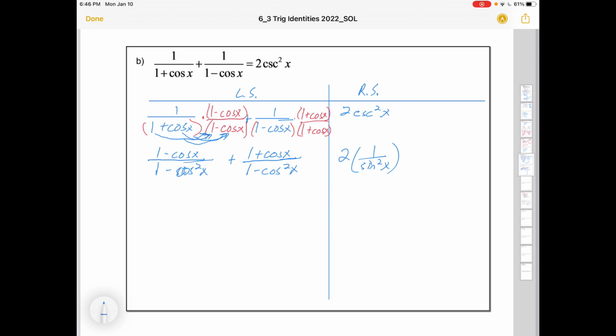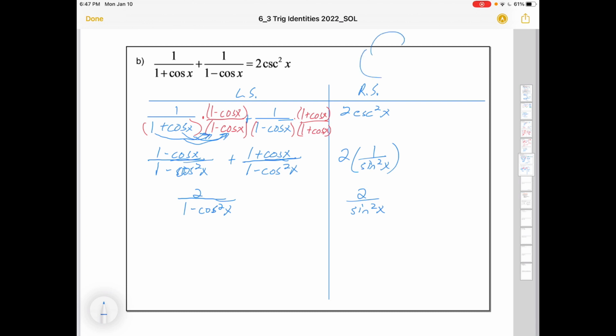And I can put these together. 1 plus 1 makes 2. Negative cos x plus cos x makes nothing at all. Oh, I'm close here. Because my right-hand side is looking like 2 over sine squared x. And I wonder, is 1 minus cos squared x equal to sine squared x?